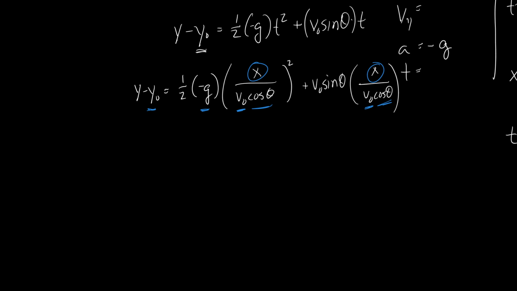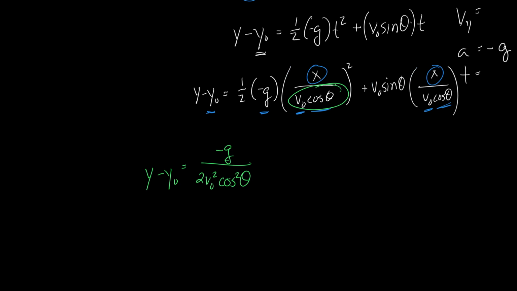constants. For example, I'll start at the beginning. Y minus y naught equals, I'm going to pull this outside of the x squared and put it with the constants. So I'll get negative g on top and 2 v naught squared cosine squared theta.